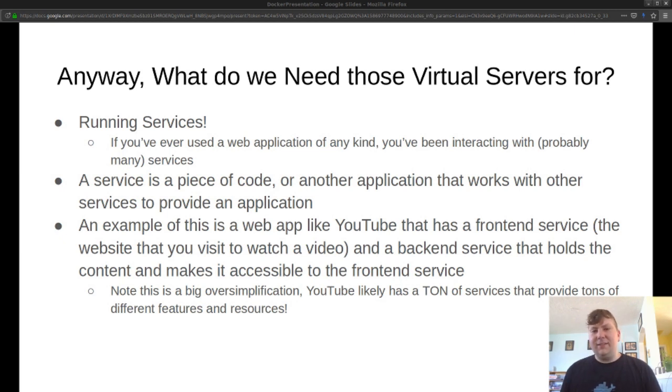At the end of the day, it's a video hosting provider, but it's got all of these other services and all these other features as well. We can simplify that example by thinking of it as just two services: a front end service and a back end service. But in reality, a complex site probably has a ton of microservices that are doing things like that.